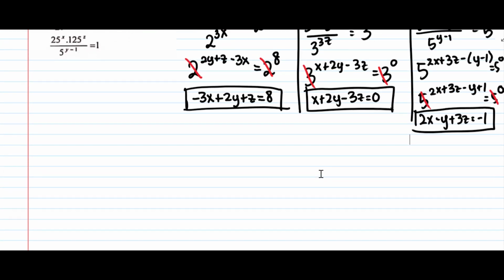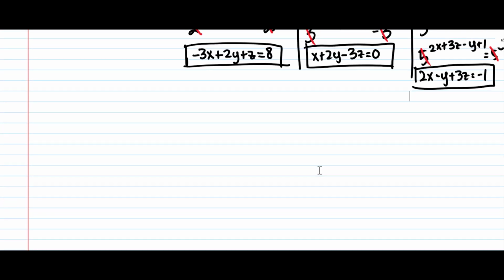Oh, so tiring. Now I feel your tiredness. Okay, let's write it again one more time. For this one, 2x minus y plus 3z equals negative 1.